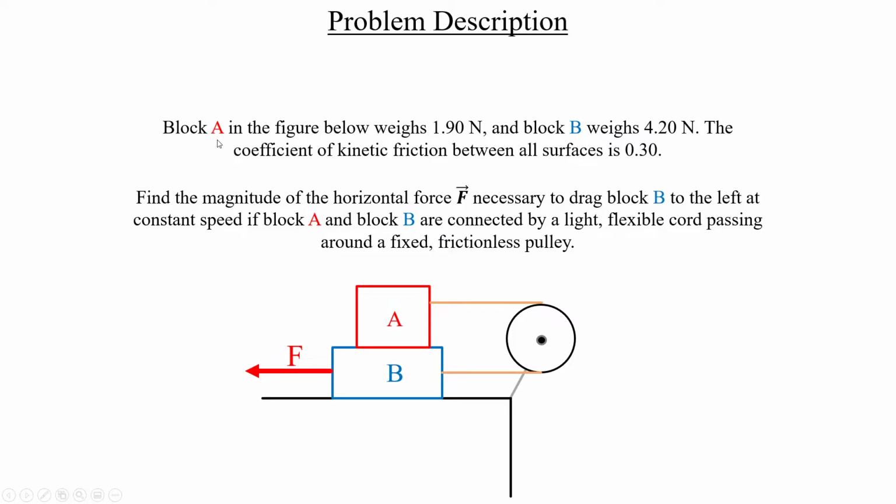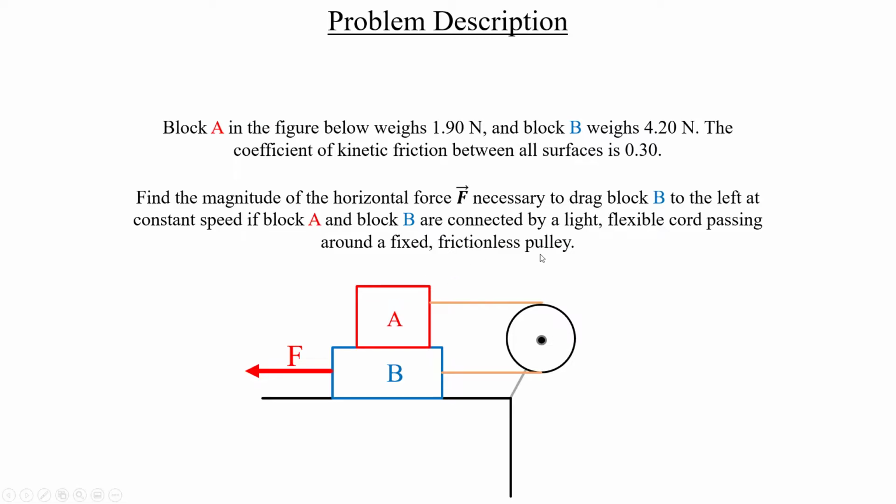We have this block A, the top one here, weighing 1.90 newtons, and block B underneath it weighs 4.20 newtons. And we're told that the coefficient of kinetic friction between all surfaces is 0.30. What we need to do is find the magnitude of the horizontal force F necessary to drag block B to the left at a constant speed, given that both of these blocks are connected by this light flexible cord around a fixed frictionless pulley.